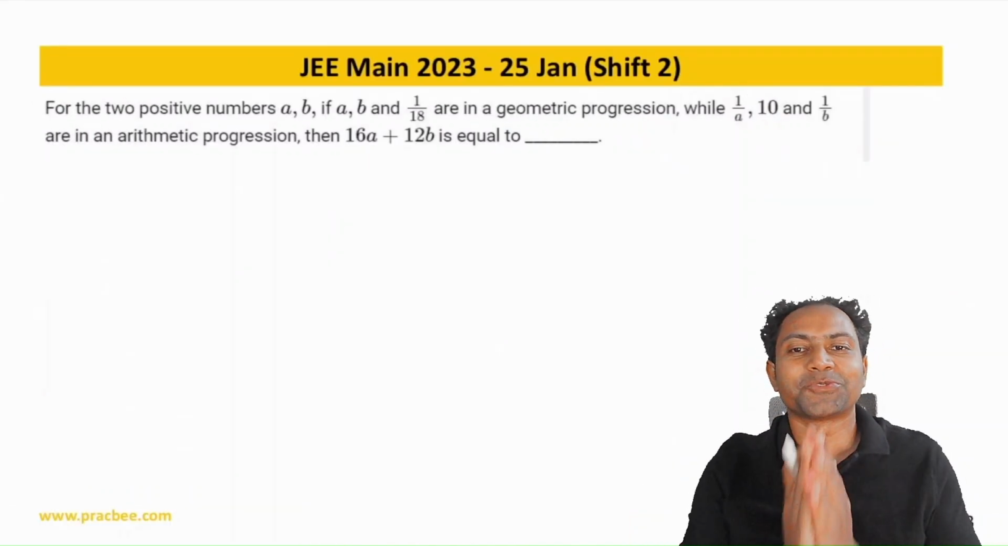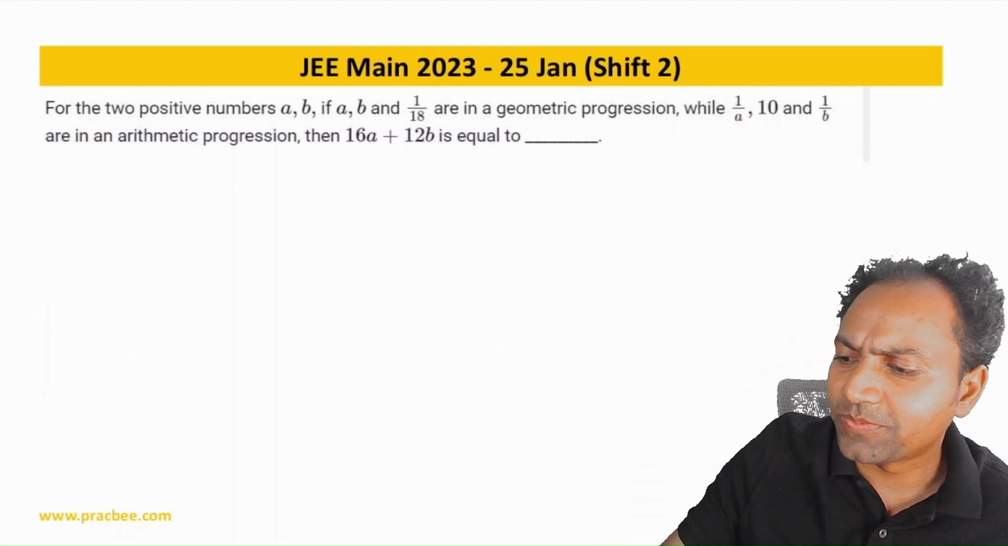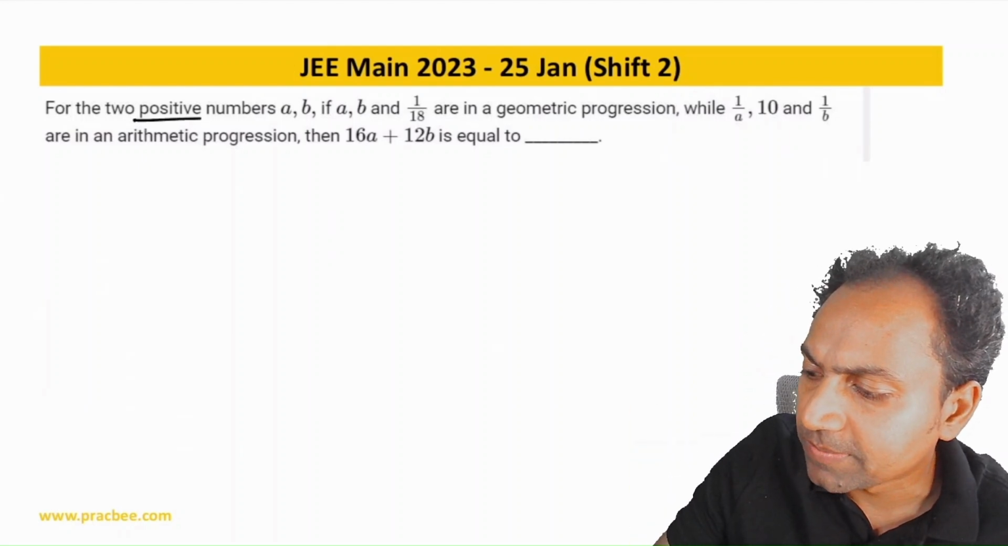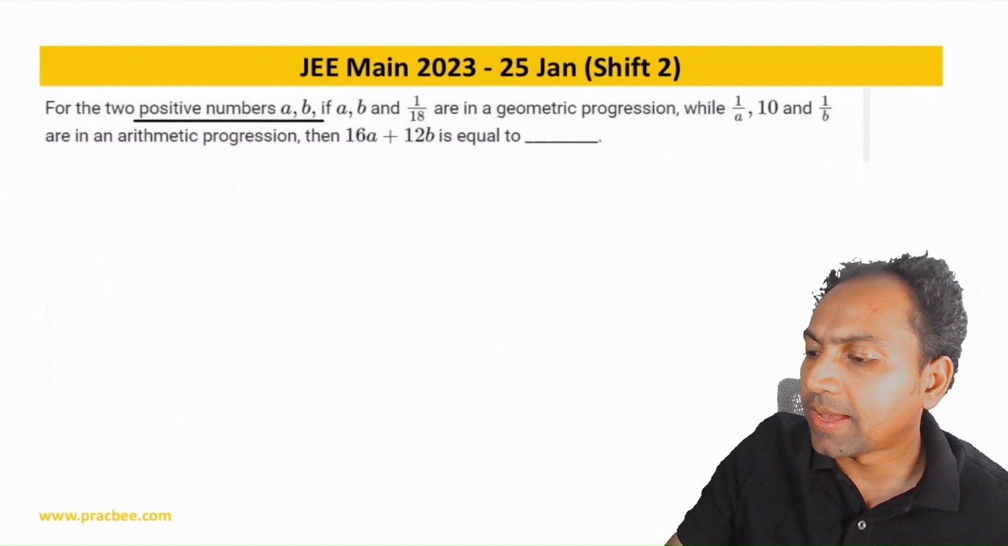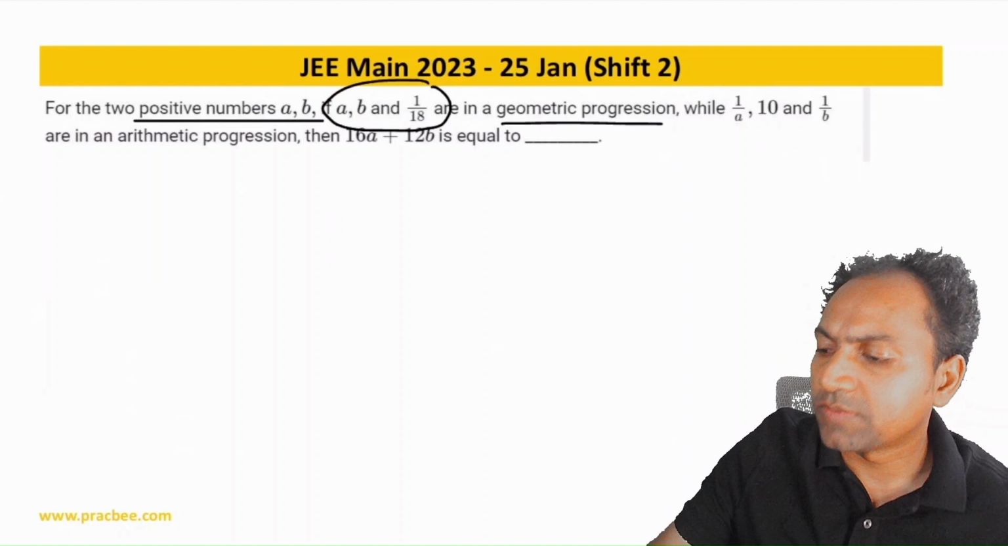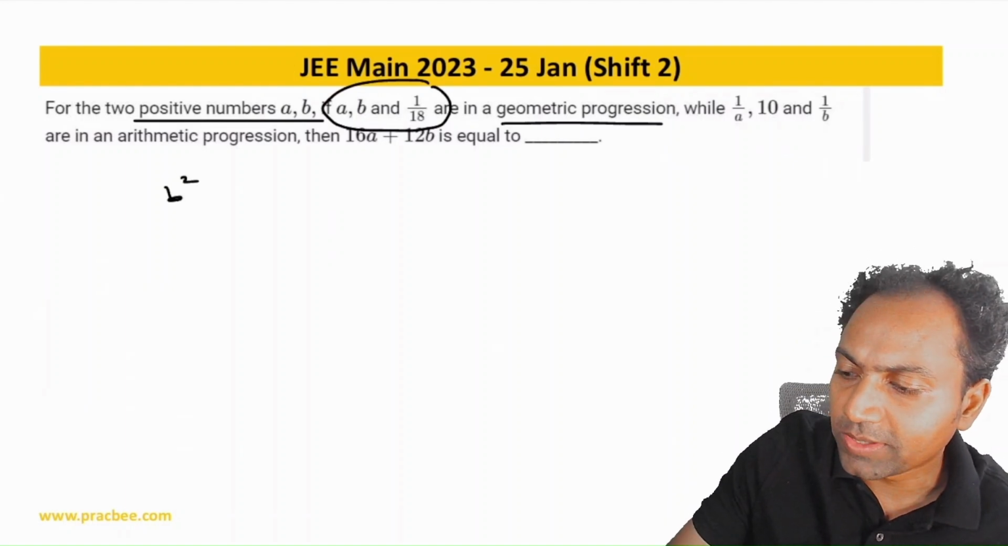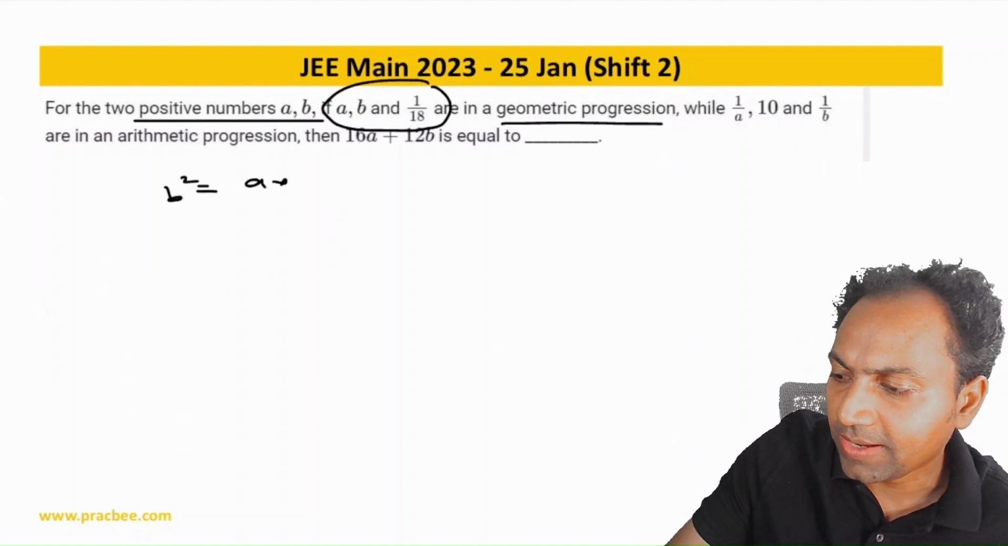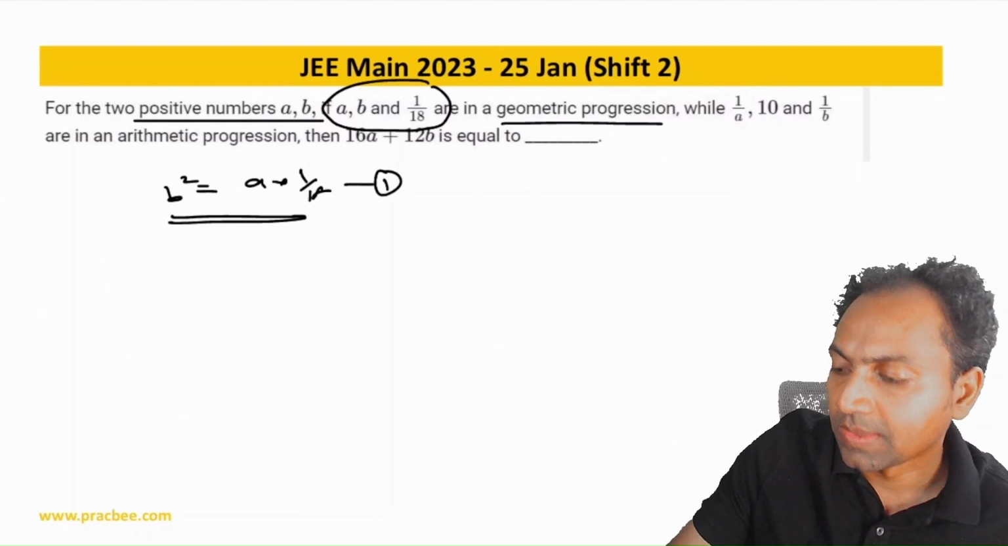Now this next question is very interesting. Let us look into it. So it talks about two positive numbers A and B. And it has been given that A, B and 18 are in GP. So if three numbers are in GP, we can write B square is equal to AC. So B square is A into 1 by 18. This is the first condition.